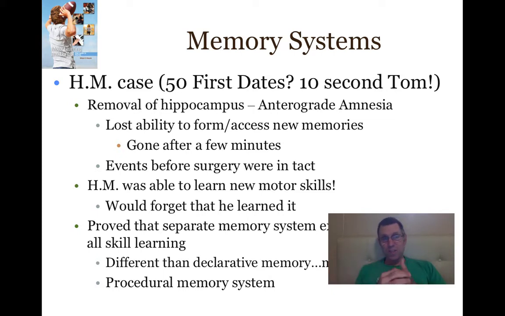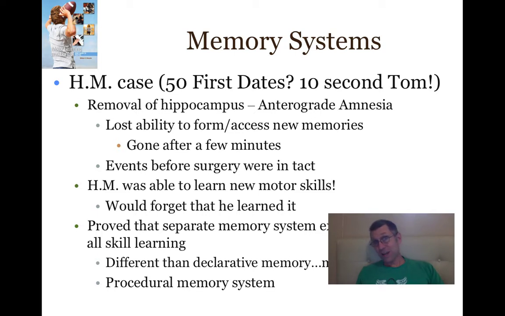Well, the situation with HM is that he had a medical condition, I believe a severe form of epilepsy, and they removed his hippocampus. What they gave him was something called anterograde amnesia. For those of you that have seen the movie 50 First Dates with Drew Barrymore and Adam Sandler, that movie was based on this anterograde amnesia. So it is a real thing from that movie.